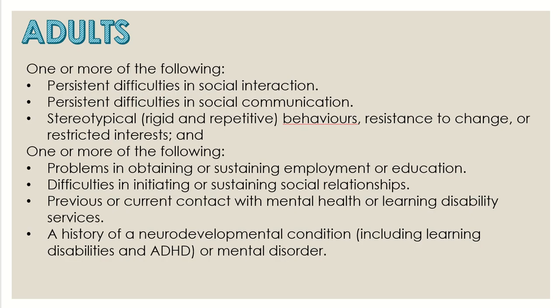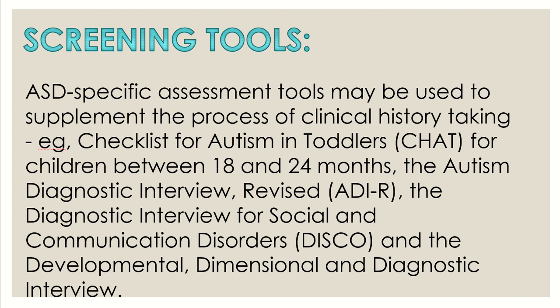In adults, one or more of the following: persistent difficulties in social interaction, persistent difficulties in social communication, stereotypical behavior, resistance to change, or restricted interest, and one or more of the following: problems in obtaining or sustaining employment or education, difficulties in initiating or sustaining social relationships, previous or current contact with mental health or learning disability services, a history of a neurodevelopmental condition including learning disability and ADHD, or any mental disorder.